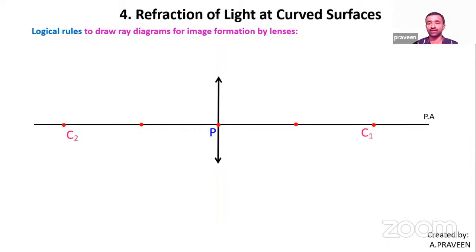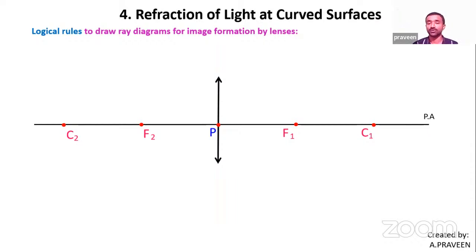The namings are given respective to the lens. For the concave lens also we'll follow the same logic. We can draw the concave lens symbol, and respectively C1, F1 are on the left side and C2, F2 on the right side for the concave lens, depending on the surfaces and the spherical shape assumed.